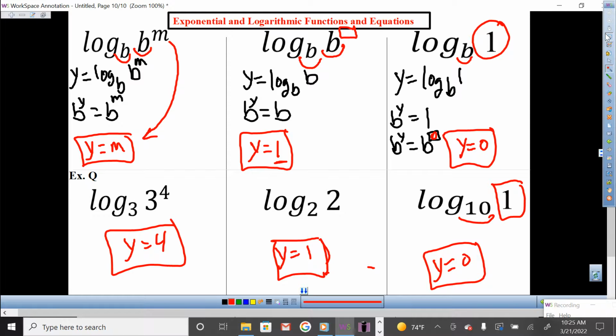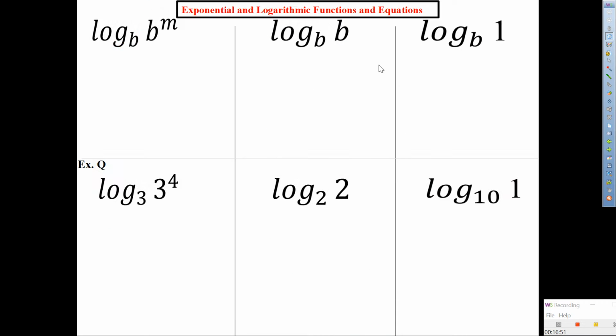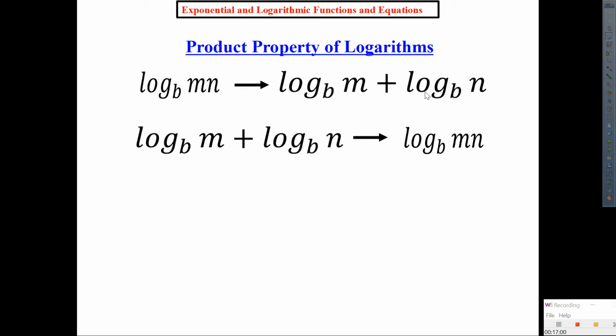Here we go. First property, called the product property of logarithms. Copy that, please. Log base b of m times n is the same as log base b of m plus log base b of n. Or vice versa. You can write it like this: log base b of m plus log base b of n is the same as log base b of m times n.